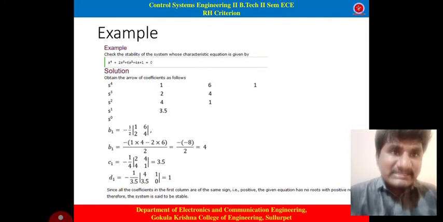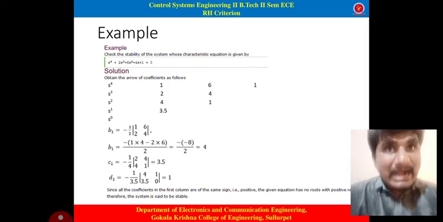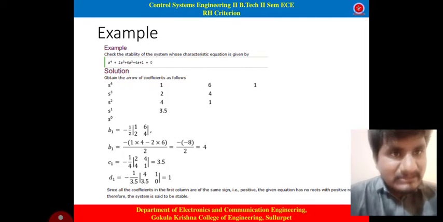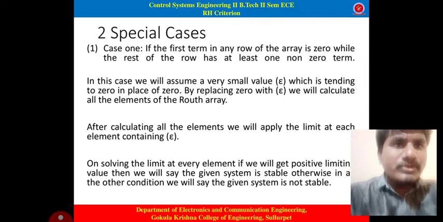For instance, if that particular term becomes 0, what will happen? We cannot divide by 0. Yes sir, we cannot perform a division by 0. So that is one special case. Similarly, another special case: if all the terms in a particular row become 0, what to do? These are the two special cases, and let's see how to deal with them.